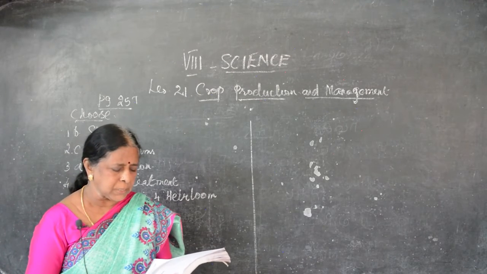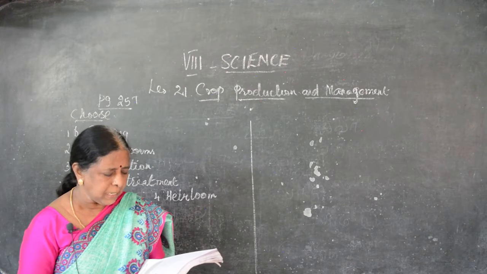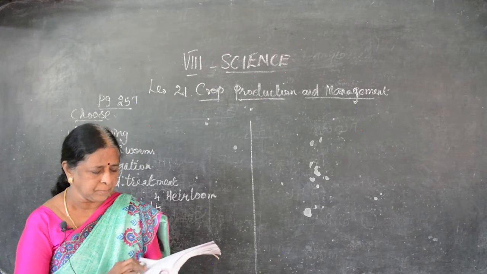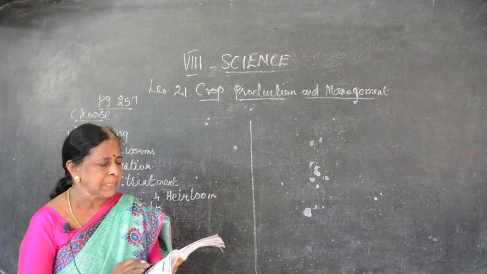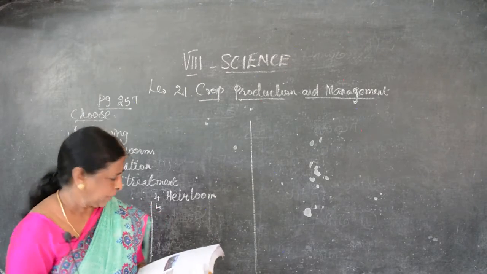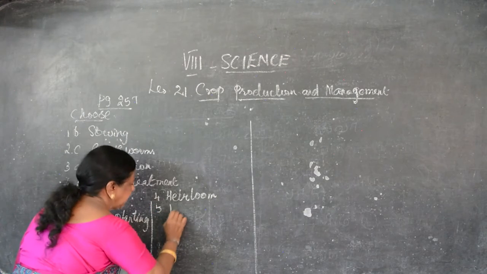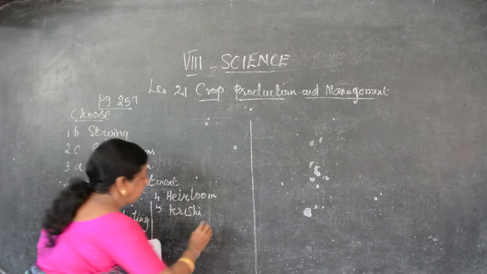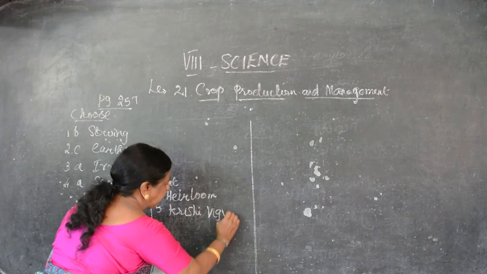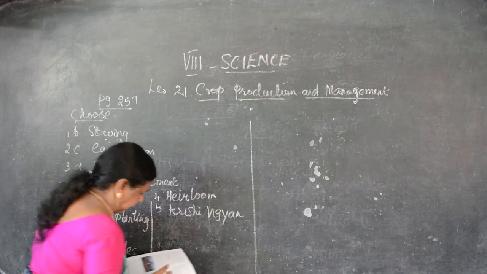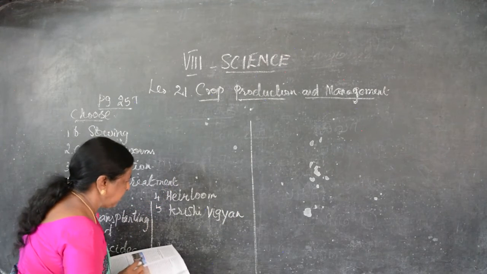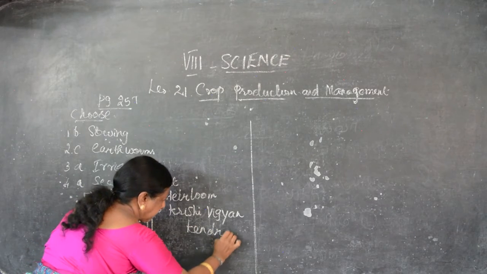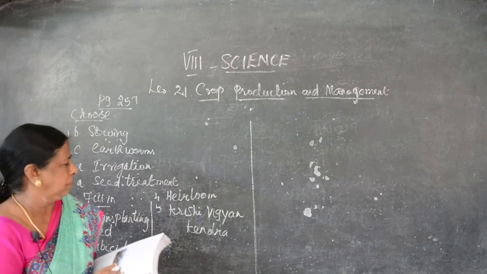And fifth fill-up. Dash center serves as the ultimate link between ICAR and farmers. That is Krishi Vigyan Center. And let me see the spelling first properly. Krishi, K-R-I-S-H-I. Krishi Vigyan, V-I-G-Y-A-N. Center, Krishi Vigyan Kendra.